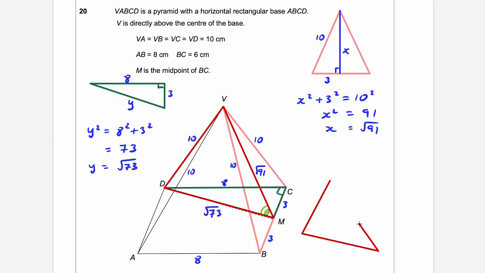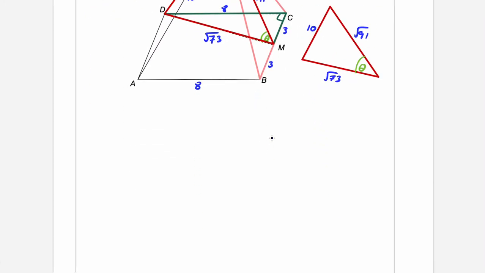And how do you solve that? Well, you use the cosine rule. Cosine rule is for when you have 3 sides, guys, and no angle. Okay, so this is theta. Let's call it theta here. Okay, so cosine rule, I'm going to just use this one, guys.